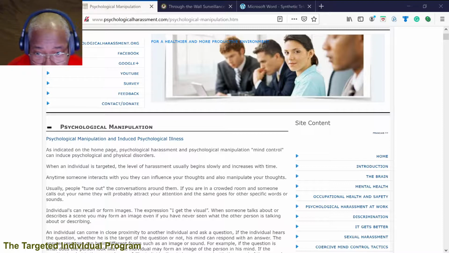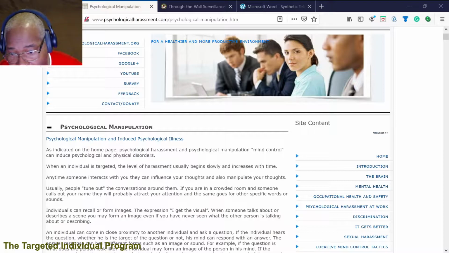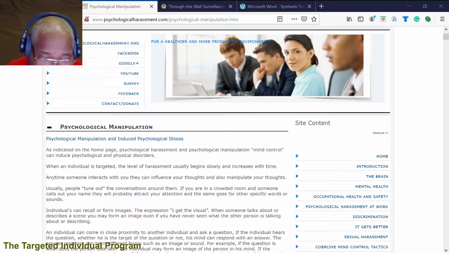Okay, so psychological manipulation and induced psychological illnesses. What are some of the things that are in psychological manipulation? But first, let me read some of the things that are on the site. This is a site called psychologicalharassment.com.